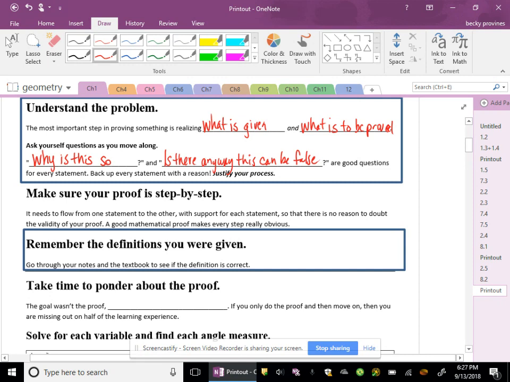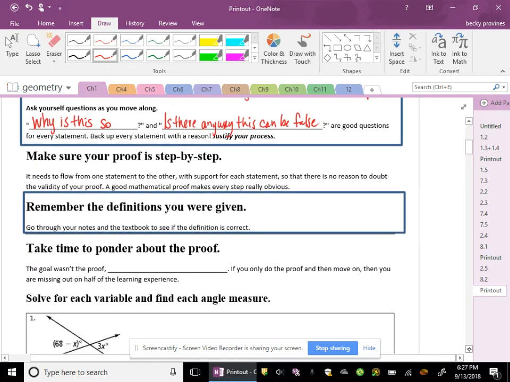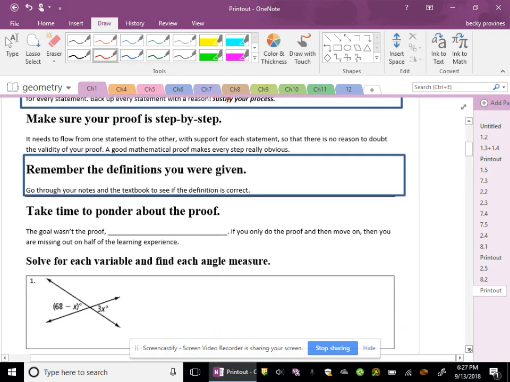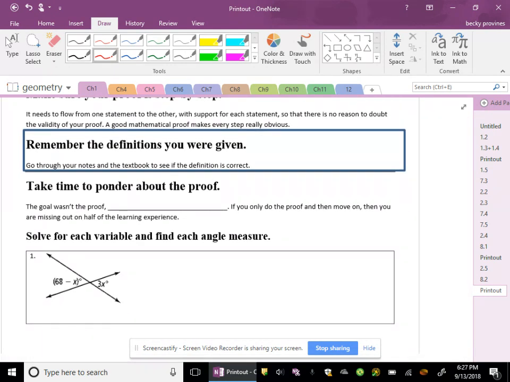All right, so we're going to make sure we do our proof step by step. And we're going to remember the definitions you were given, take time to ponder the proof. Okay, so guys, the whole entire point of geometry is to learn deductive reasoning. We're learning how to think logically. I know when you leave my class, you're not going to do proofs out in the real world. Guys, it's about the learning. It's about learning to use your brain. So, the goal isn't the proof. It's about learning. It's thinking at a higher level.